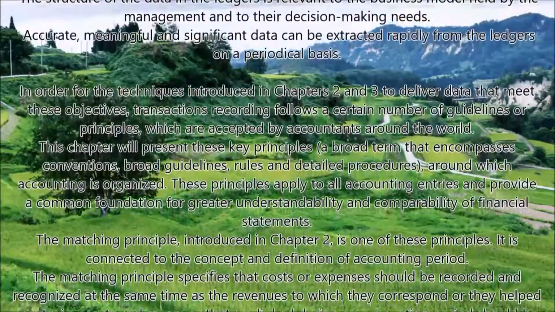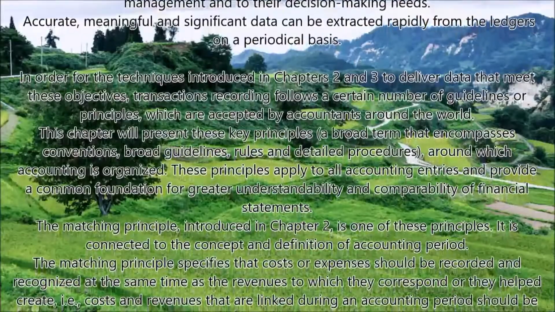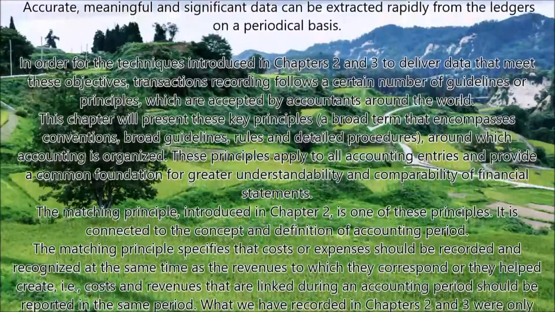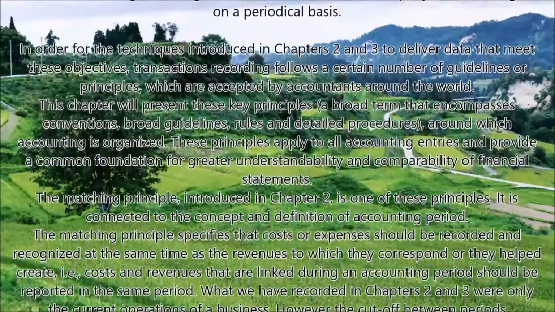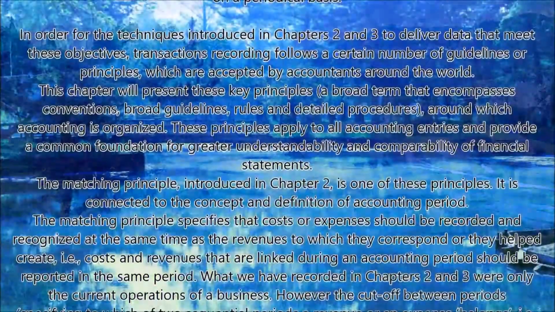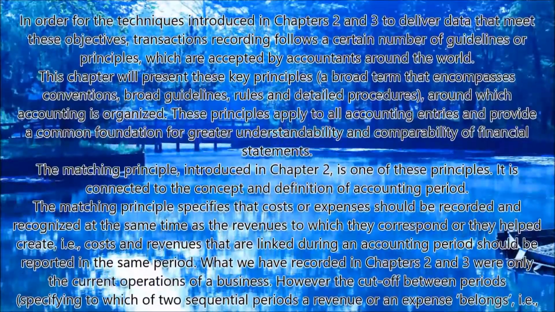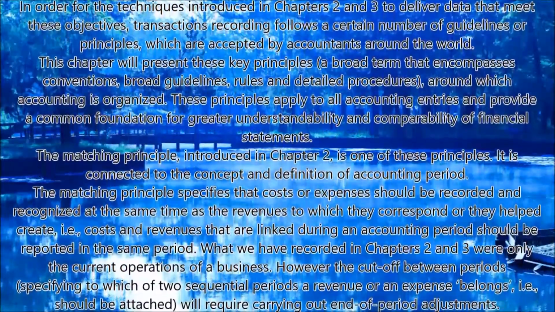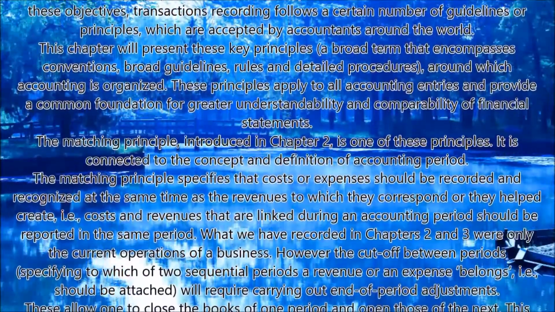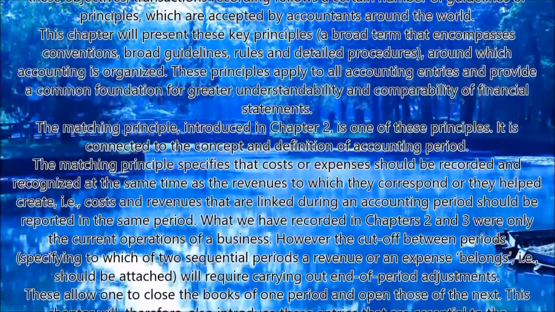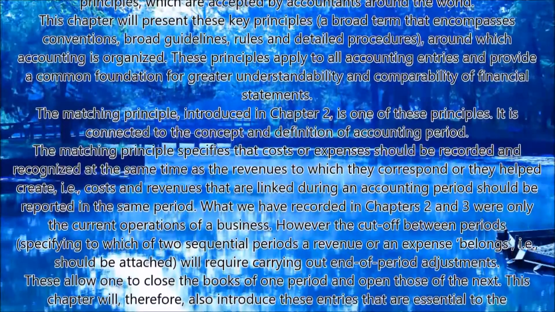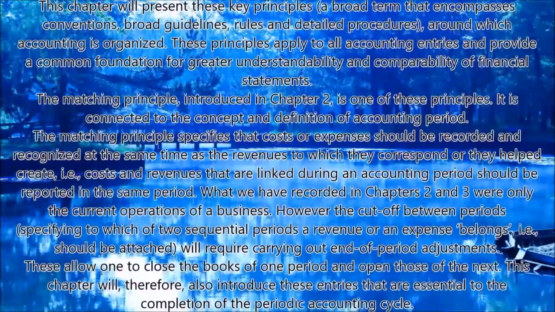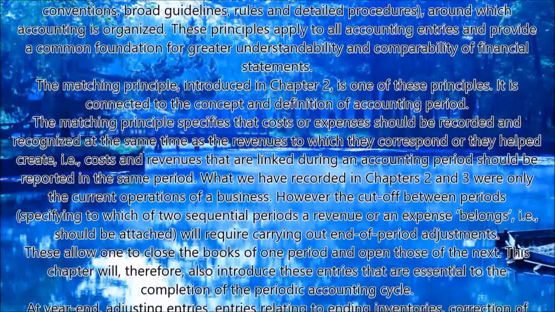What we have recorded in Chapters 2 and 3 were only the current operations of a business. However, the cutoff between periods, specifying to which of two sequential periods a revenue or an expense belongs, i.e., should be attached, will require carrying out end-of-period adjustments. These allow one to close the books of one period and open those of the next. This chapter will, therefore, also introduce these entries that are essential to the completion of the periodic accounting cycle. At year-end, adjusting entries, entries relating to ending inventories, correction of errors, and closing entries will be recorded.